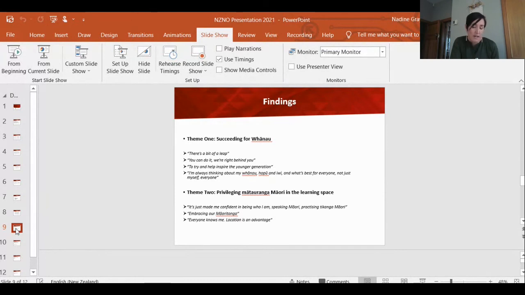The students talked about, with the embracing of Māoritanga, that non-Māori staff had a real commitment in the teaching and learning environment to mātauranga as well. There's a normalisation of te reo Māori and tikanga as everyday practices, rather than a tag on. It's part of everything that they do in the learning.